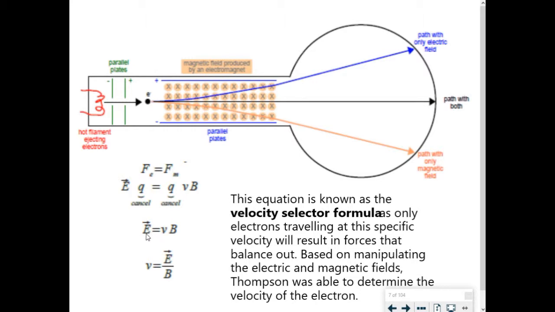Field strength electrically equals its velocity times its magnetic field strength. And if you then divide by the magnetic field strength on both sides, he finds a formula for velocity. And he called this his velocity selector formula, which meant that he now knew how fast the electron was traveling as it went through this vacuum tube. Again, he didn't know it was an electron, didn't even know that it was matter at this particular point, just thought that it was some sort of ray of some kind.